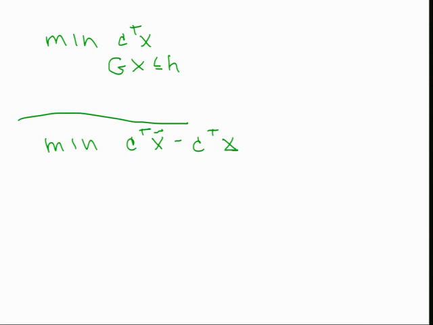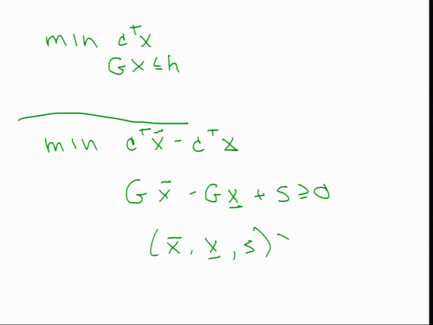And then for my constraint, I make my constraint Gx, the positive part, minus Gx, the negative part, plus s greater than 0. And then I just add a constraint that the positive part, the negative part, by which I mean the absolute value of the negative part, and s, these all have to be bigger than 0. So now this problem is in the other form, which has an equality constraint.